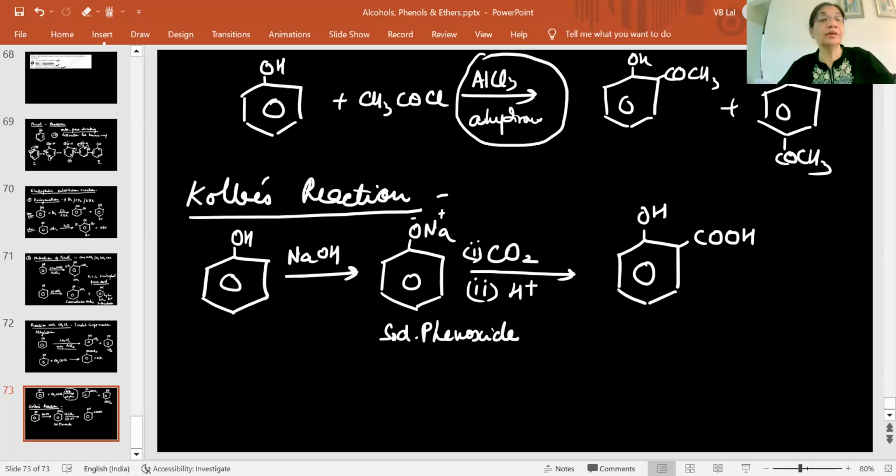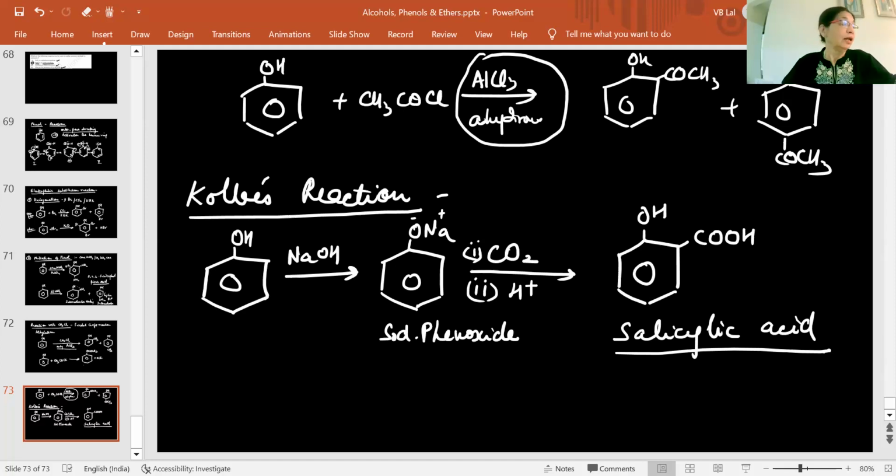So what do you get here? You get salicylic acid, which I already introduced to you. This reaction is called Kolbe's reaction. It's a very important reaction. Wherever there's a name reaction, you have to remember. Now this happens under high temperature and pressure. You have to mention here high temperature and high pressure. So under these special conditions, phenol changes into salicylic acid by Kolbe's reaction.